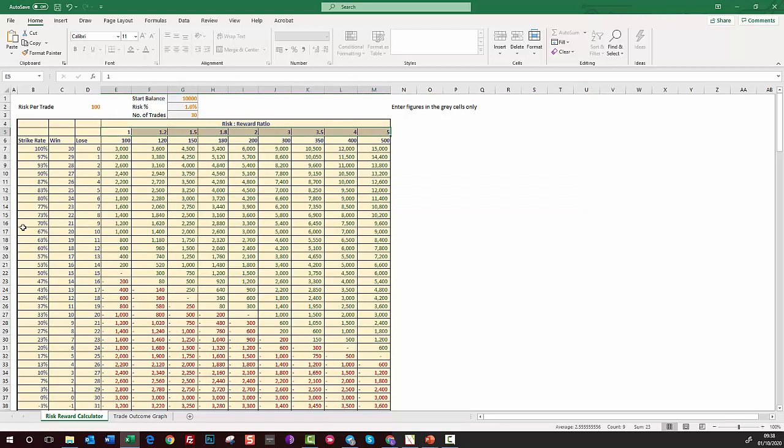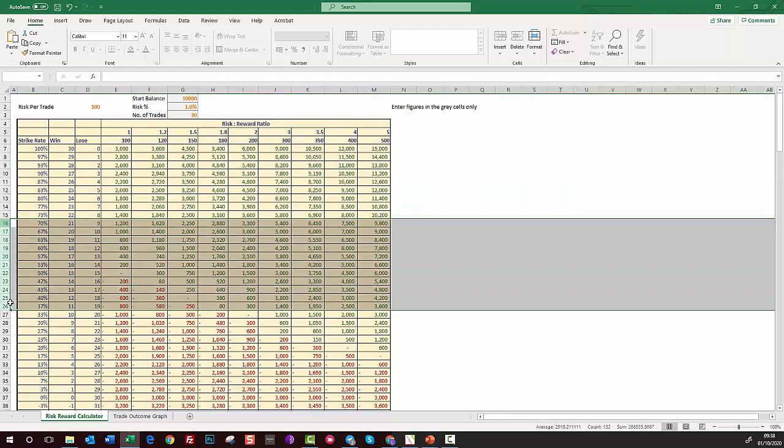All right. So for example, if I have a range of say 40 to 70% as my strike rate and a 1.5 risk to reward on every trade I take as a minimum, I'm going to make somewhere between break even and $2,250 per month on my $10,000 account with 1% risk.